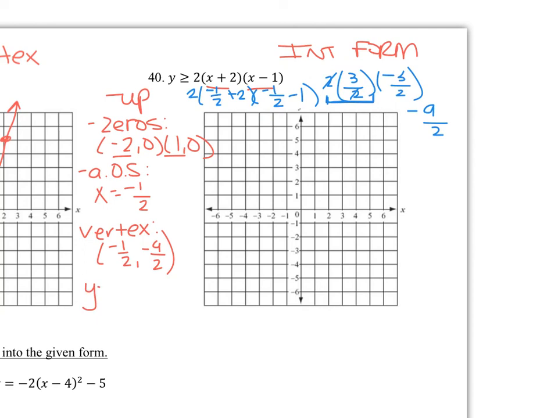So now all I got to do is find my y-intercept. So I just take all my numbers in my equation and multiply them together. 2 times 2 is 4, times -1 is -2. So I'm going to plot -2, I'm going to plot 1. My axis of symmetry is at -1/2. My vertex is at -1/2, -9 over 2, which is 4.5. I'm now going to plot my y-intercept, which is at 0, -2.